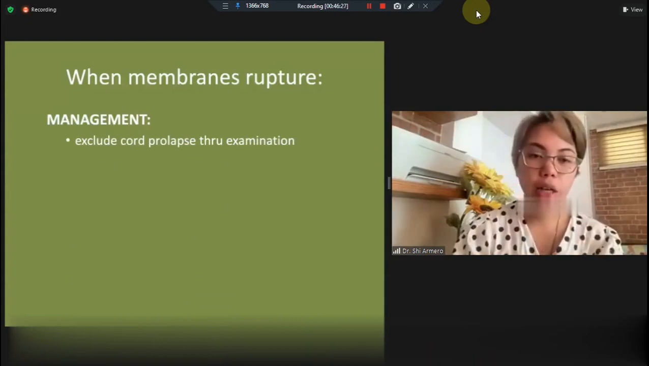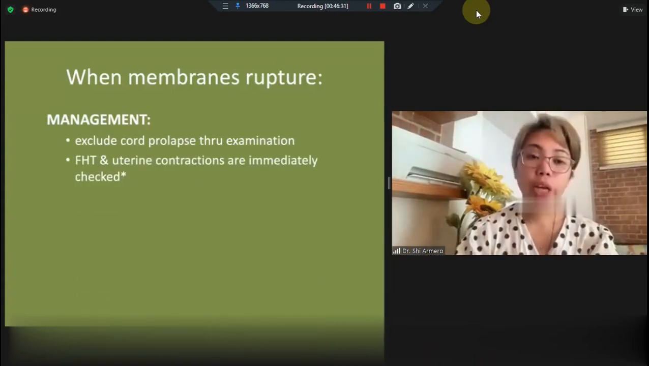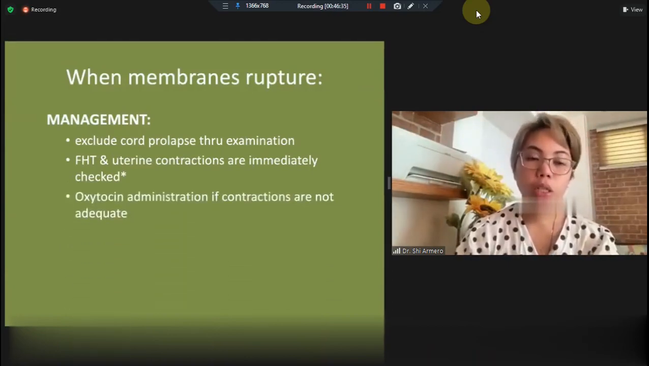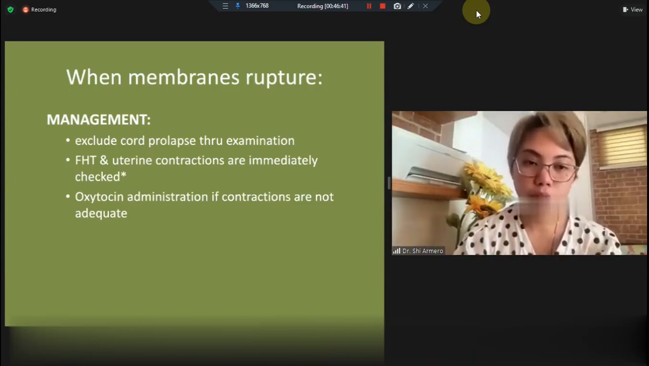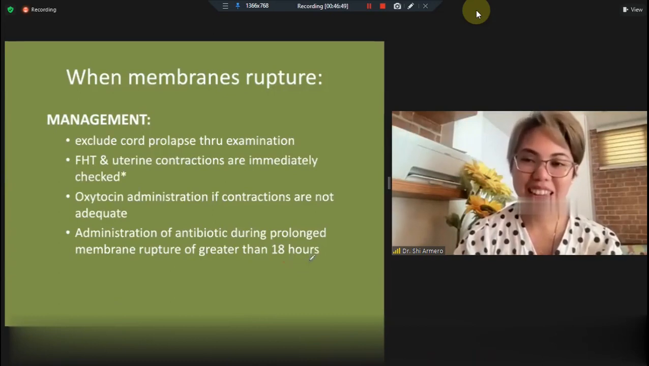Yun na, I said, IE agad to exclude cord prolapse. Check FHT and uterine contractions immediately. Oxytocin administration if contractions are not adequate kasi nag-rupture na. So we want to expedite delivery, oxytocin. Administer antibiotic only during prolonged membrane rupture greater than 18 hours.